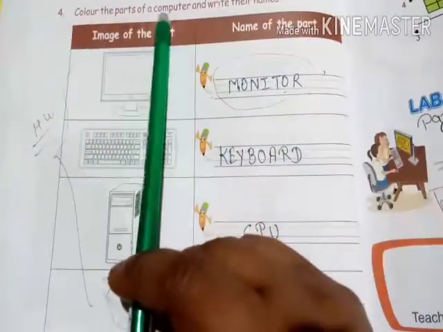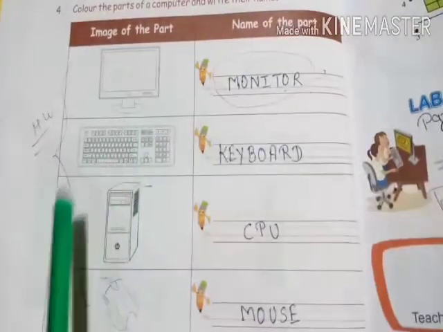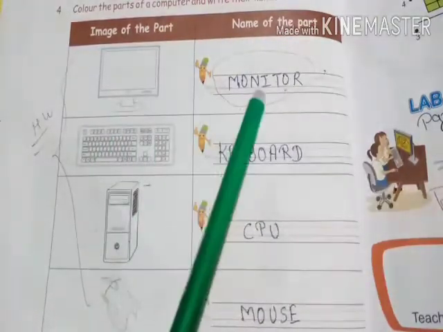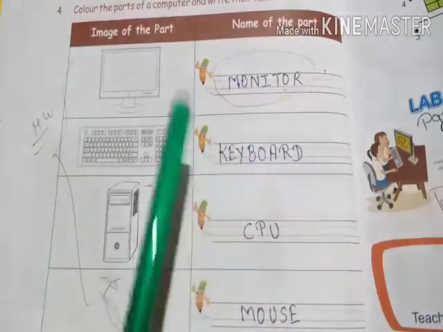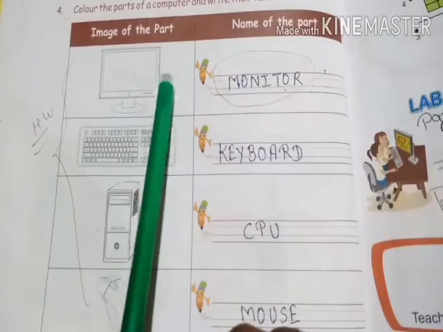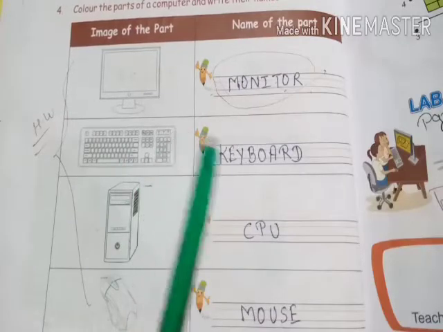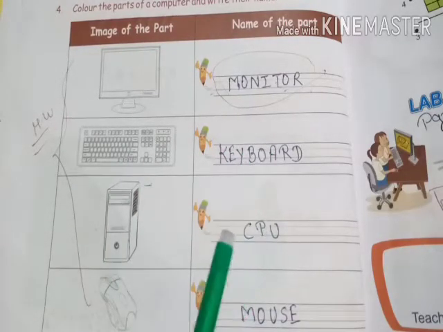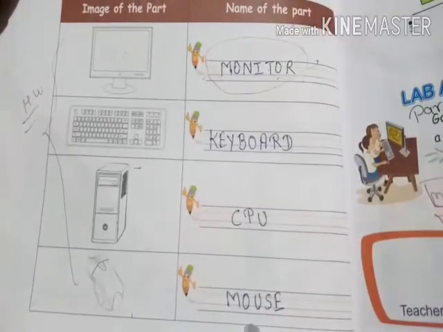Color the parts of a computer and write their names. You have to just look at these parts of our computer system and color them. I have written here the names of these parts. You also write them in your book and copy. First one is our monitor. So I have written here monitor. The second one is our keyboard. I have written here keyboard. Third is CPU. So I have written here CPU. Fourth one is mouse. So I have written here mouse.